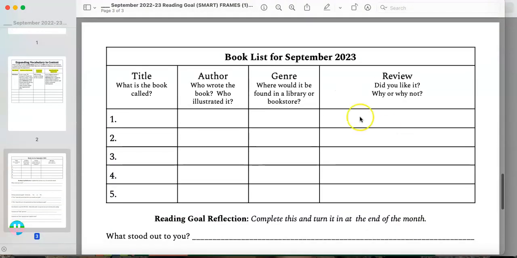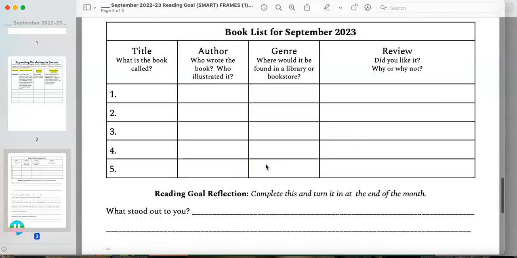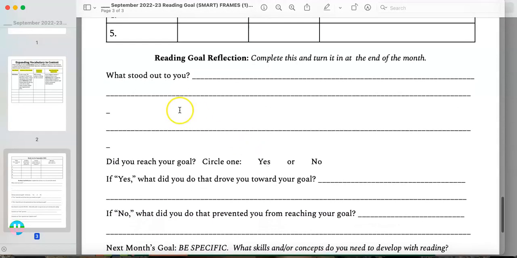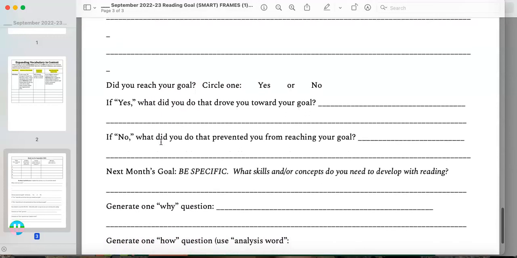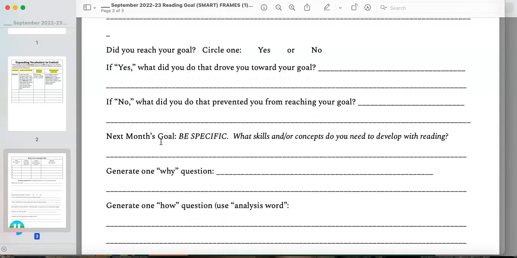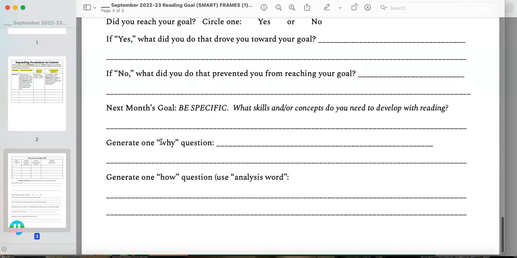And then students, as I said, they complete this section and the questions. What stood out to you? So they have to answer these questions in complete sentences. And they answer, did they reach their goal? If yes, what drove them toward reaching the goal? If not, what prevented them?